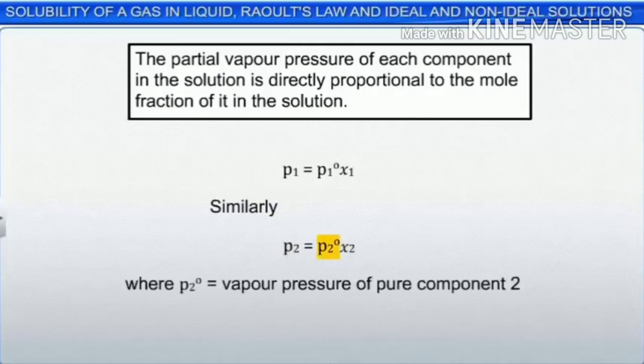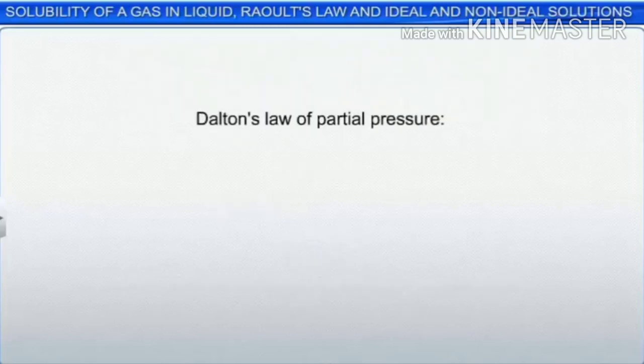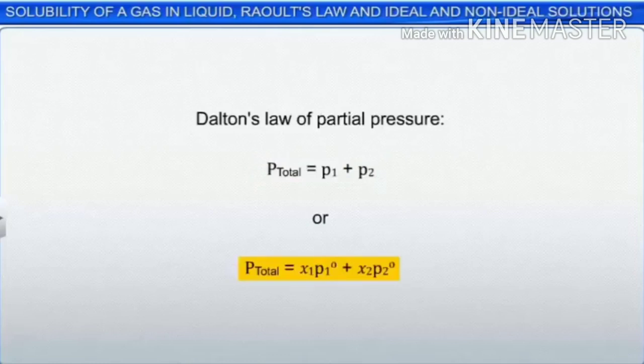Now, if you apply Dalton's law of partial pressure, the total vapor pressure of the mixture would be equal to the sum of the individual partial pressures of the components 1 and 2. That is, P total = P1 + P2, or P total = x1 P1⁰ + x2 P2⁰. Let this be equation number 1.